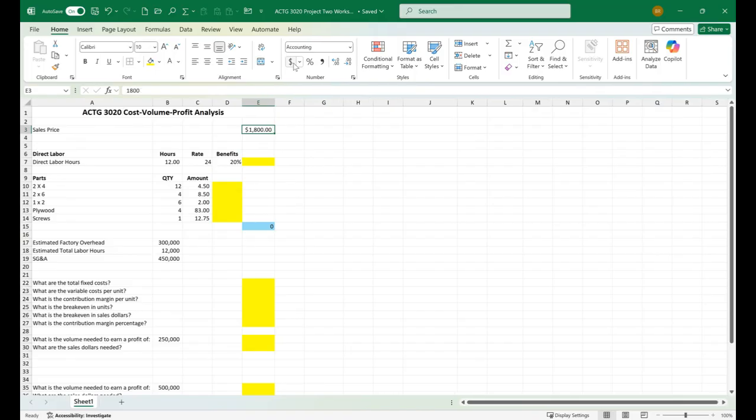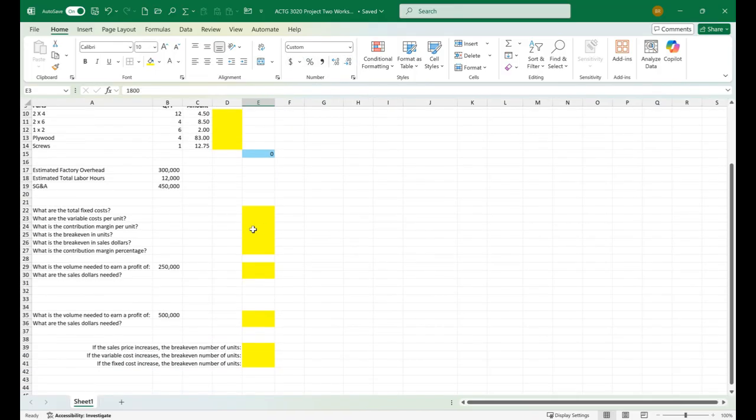So sales price is $1,800. So you can determine the contribution margin based on the sales price of $1,800. Determine the break even in dollars. And what is the contribution margin percentage? Again, these are all formulas that were available in your book.